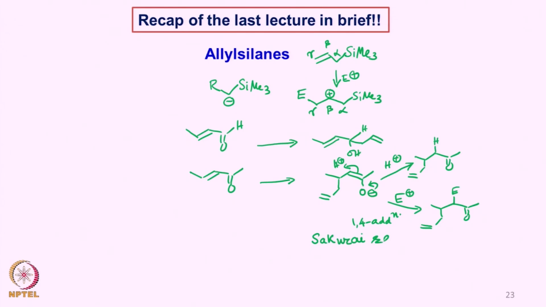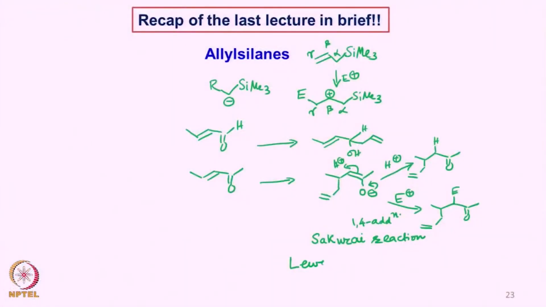Such reactions are called the Sakurai reaction. We also saw that generally the reaction does not tolerate Bronsted acids, except we had one exceptional case of an intramolecular cyclization using methane sulfonic acid. Otherwise, normally you need a Lewis acid for such reactions to take place.